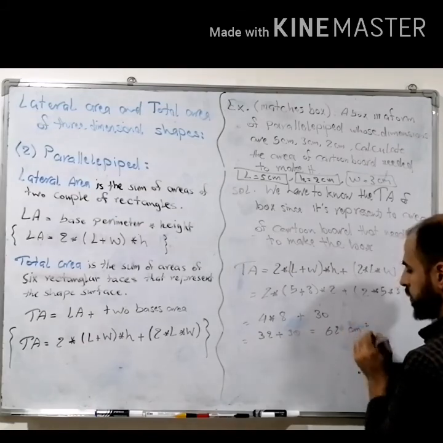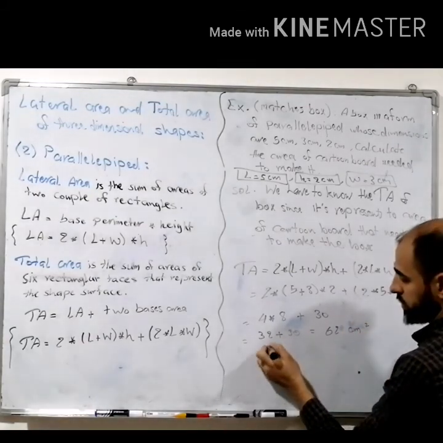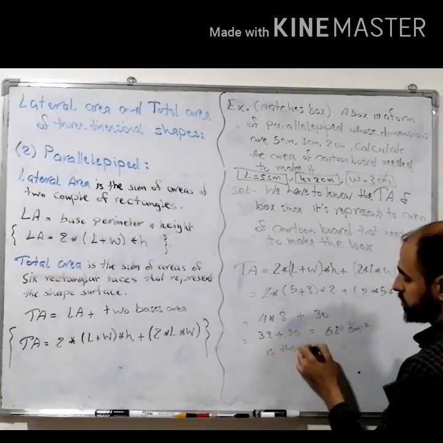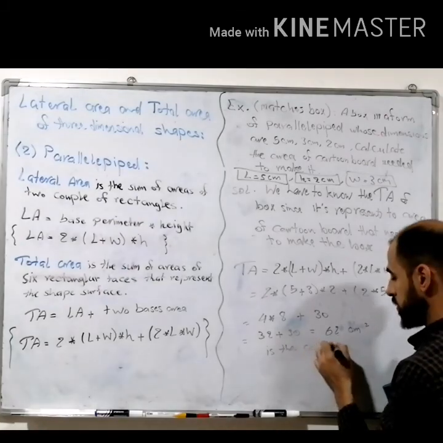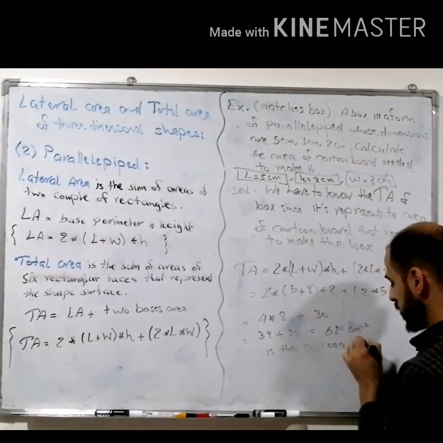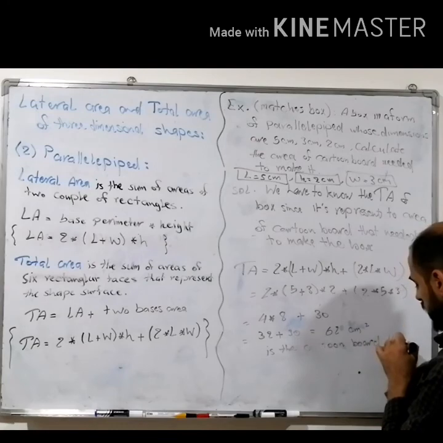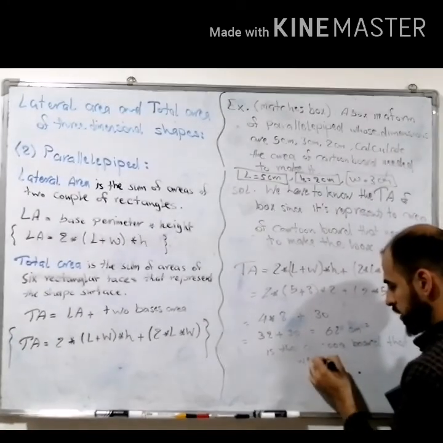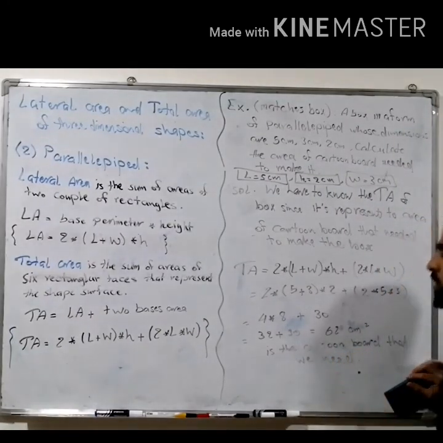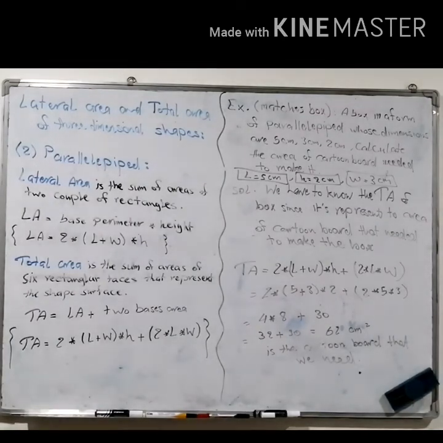centimeters squared. This is the area of carton board that we need to make the box. And here we finished our lecture today about the lateral area and total area of the parallelepiped and the cube.